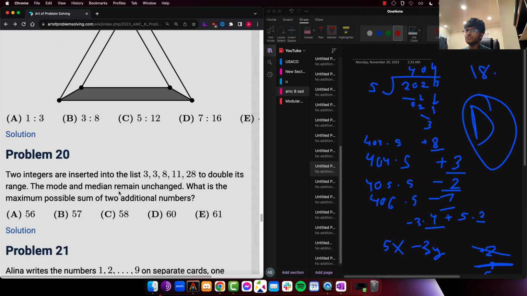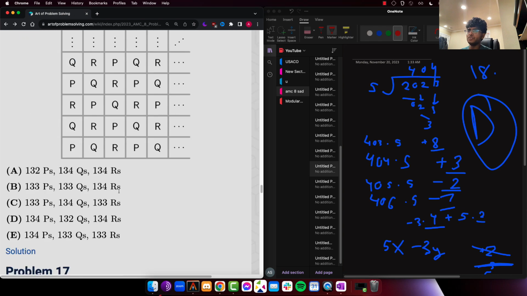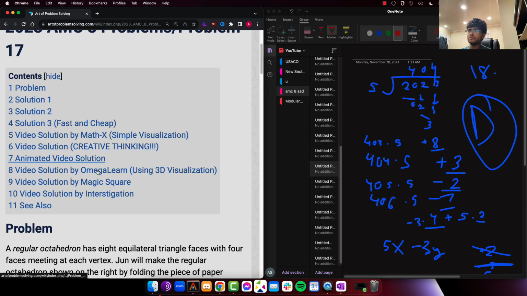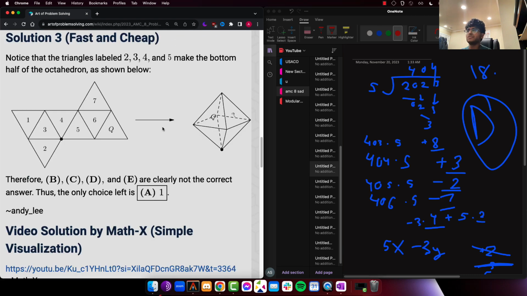Okay, just for completeness, let's look at how to do that, because without visualizing, fast and cheap. 2, 3, 4, 5 make the bottom half. See, this is what I was having trouble with, realizing that this makes the bottom half of the octahedron.